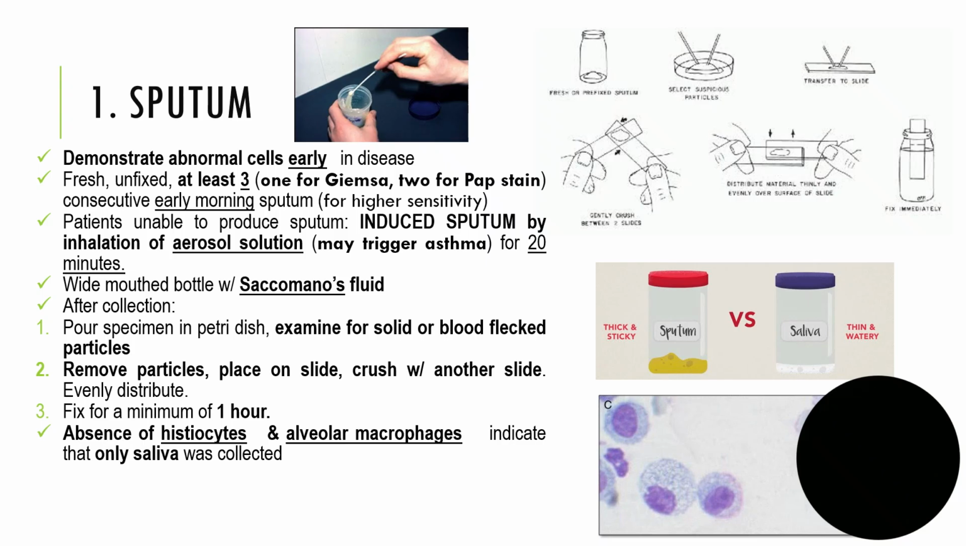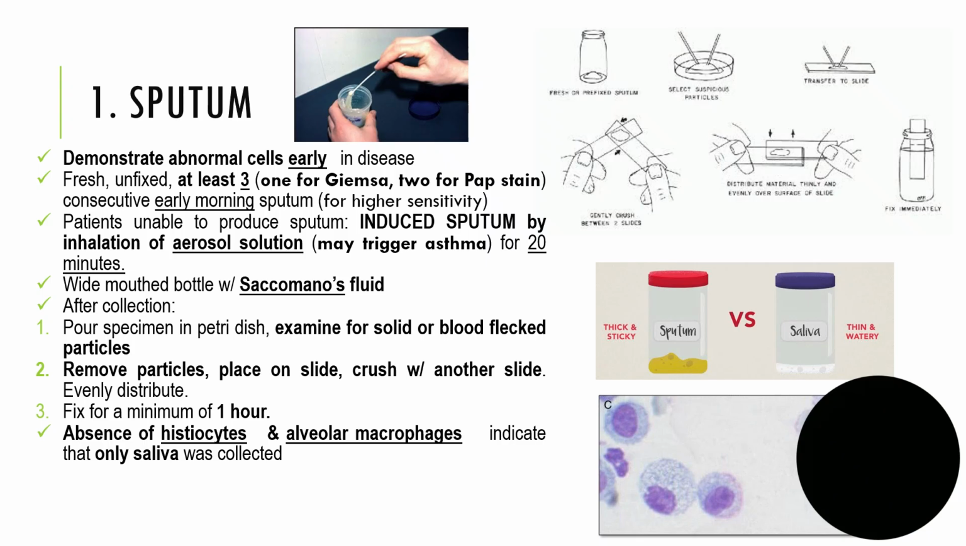The ideal sputum specimen is fresh, unfixed, and ideally collected on at least 3 consecutive early morning occasions. Why consecutive? Because sensitivity increases with multiple samples. A single sputum sample may miss cells. Why early morning? Because overnight secretions accumulate in the lungs and airways, producing a more concentrated and representative specimen. One specimen is reserved for Giemsa staining, and two are reserved for Pap staining. So this gives both morphological overview as well as nuclear detail.